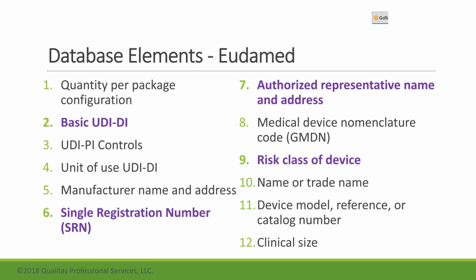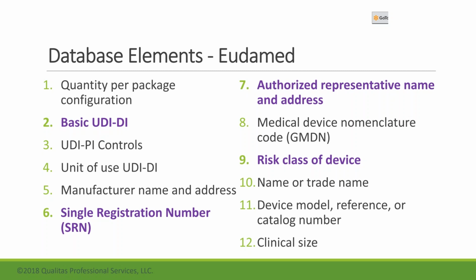So the database elements in Eudamed, the items that are in purple are those items that are specific to the Eudamed, that they differ from the US GUDID requirements. Basic UDI-DI, that single registration number, authorized representative name and address. Those are all very specific to the EU. I think number 9 is interesting, the risk class of that device. The US does not require that in the database.